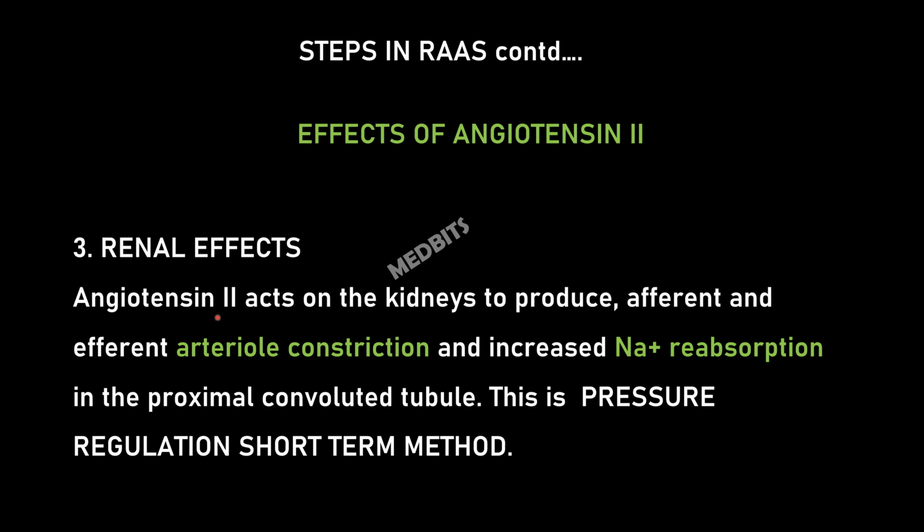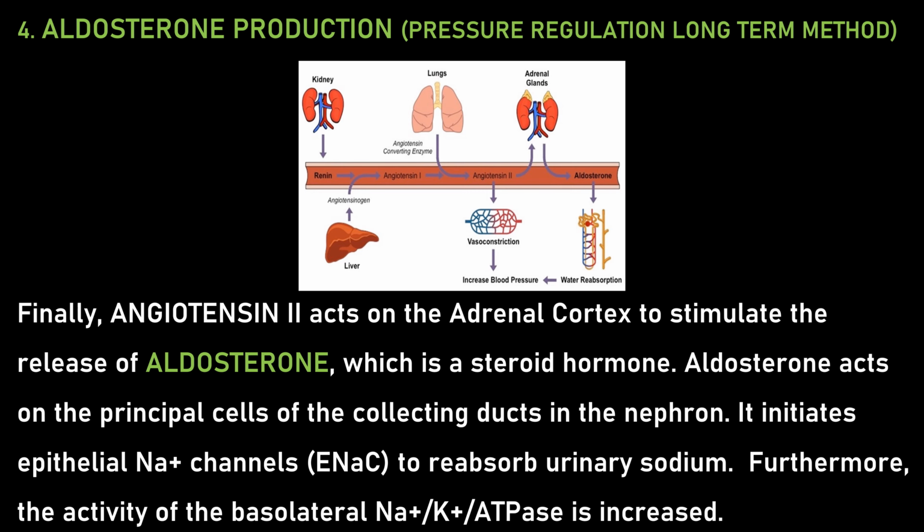Angiotensin 2 acts on the kidneys to produce afferent and efferent arteriole constriction and increased sodium reabsorption in the proximal convoluted tubule. This is the short-term method of pressure regulation. Until now we covered short-term blood pressure regulation. Now we are going to blood pressure regulation by the long-term method.